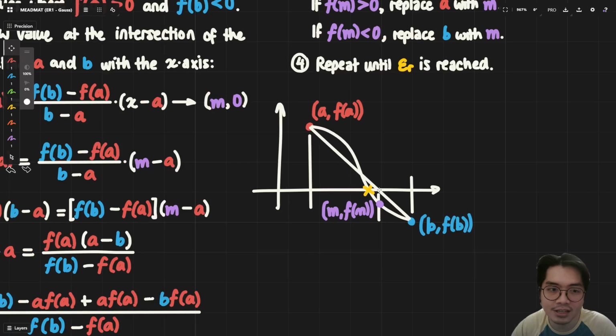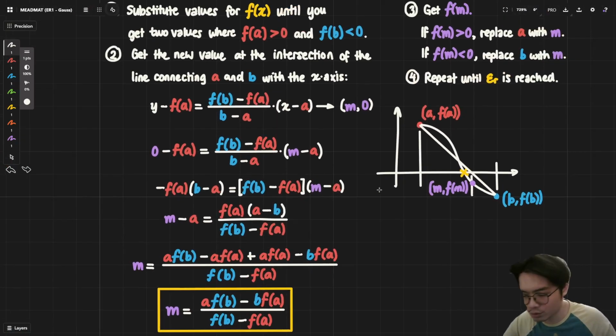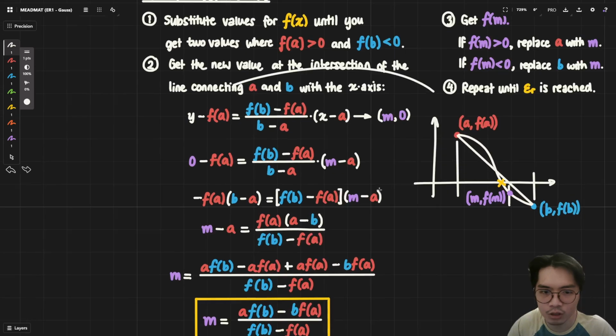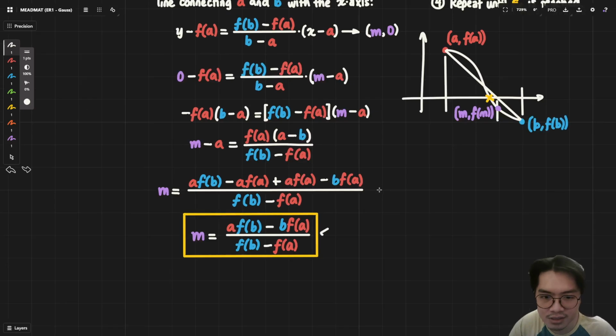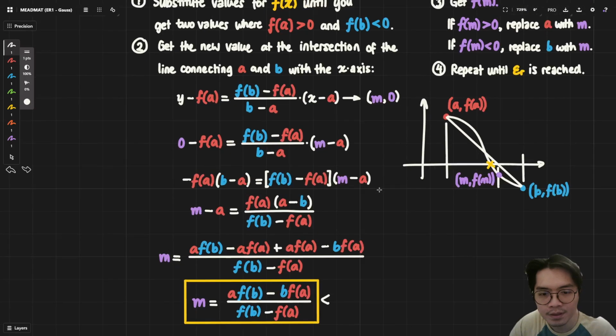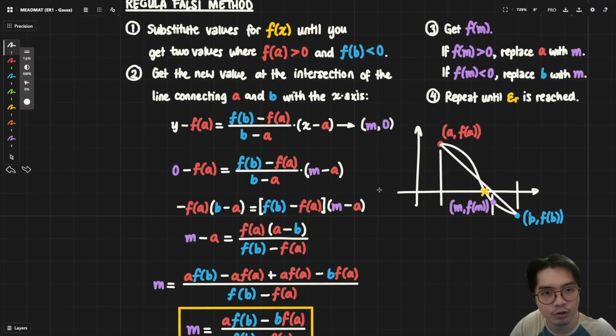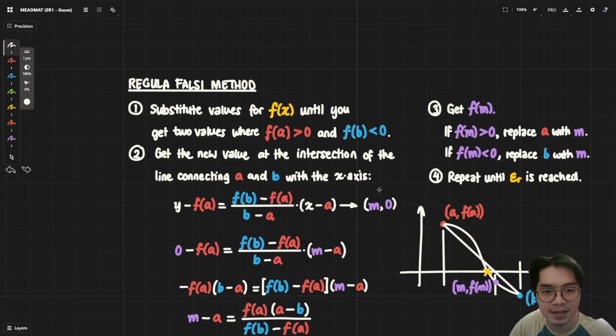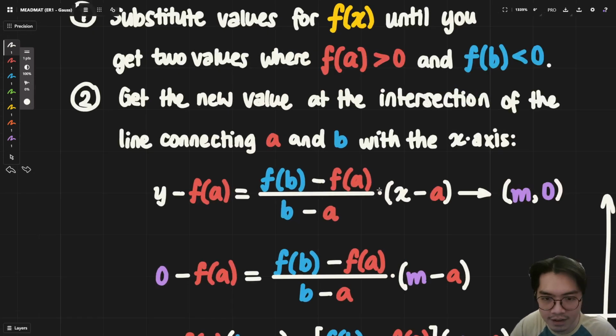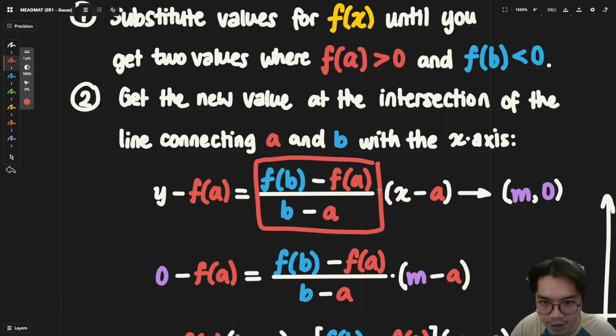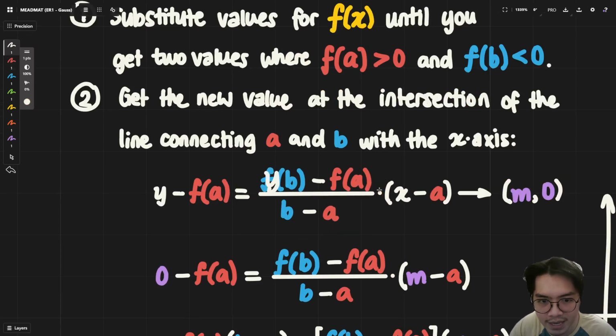The thing about this is that you don't have to do this every single time, right? You create the line and so on and so forth. What you can just follow is this formula right here. The derivation is here. You will find the slope of the line first, which is just going to be rise over run, right? So y of b minus y of a, and then x of b minus x of a. So it's like this.